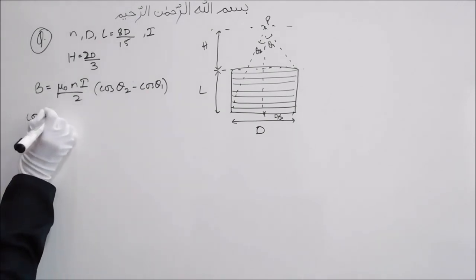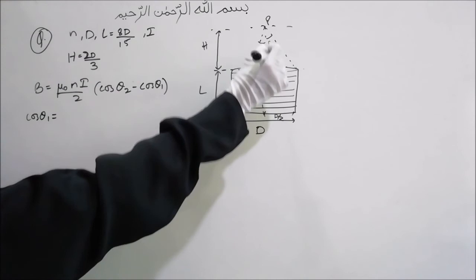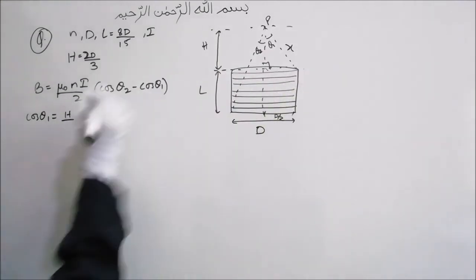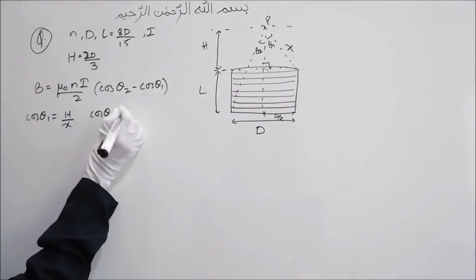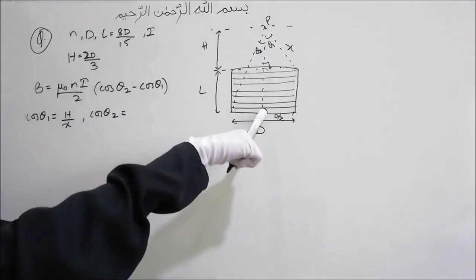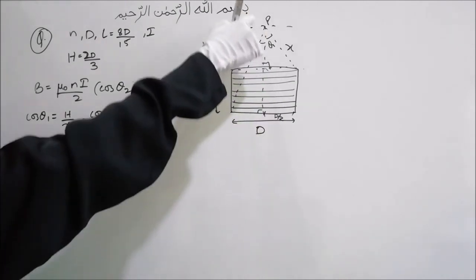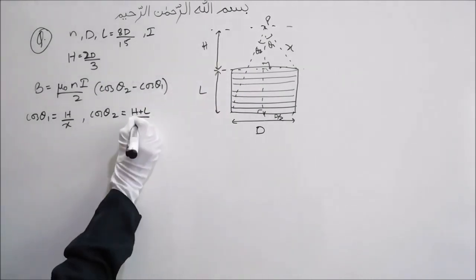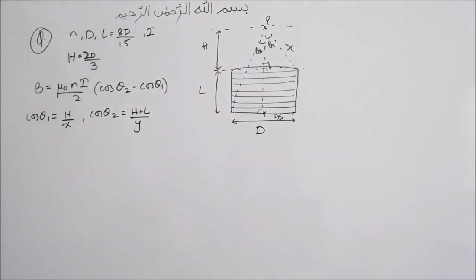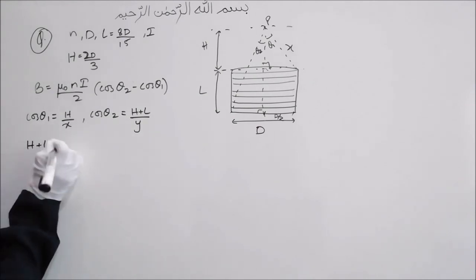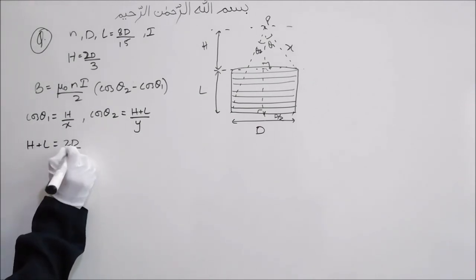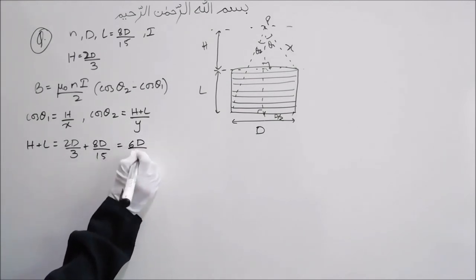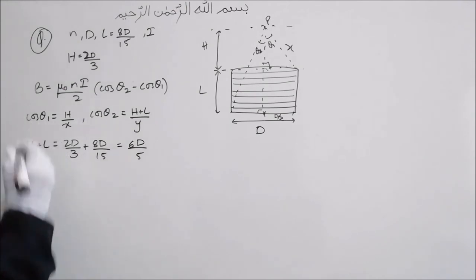So you can see cos theta 1 will be equal to the adjacent side, that is h, divided by the hypotenuse, let's call this distance x. And cos theta 2 is equal to again the adjacent side, which is the entire length, so h plus L, divided by this hypotenuse, which is y. So what is h plus L now? h is 2d by 3, L is 8d by 15, and this comes out to be 6d by 5.